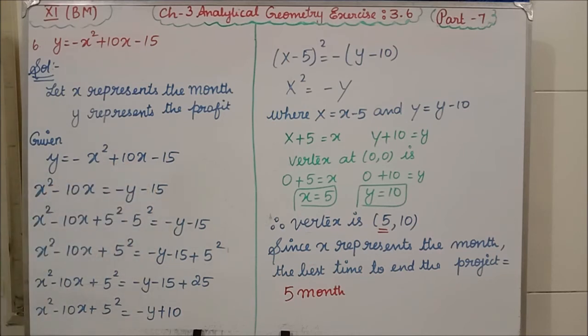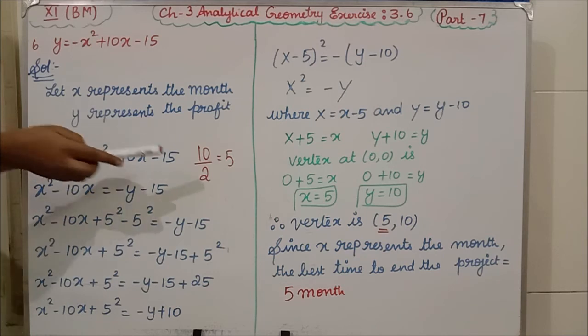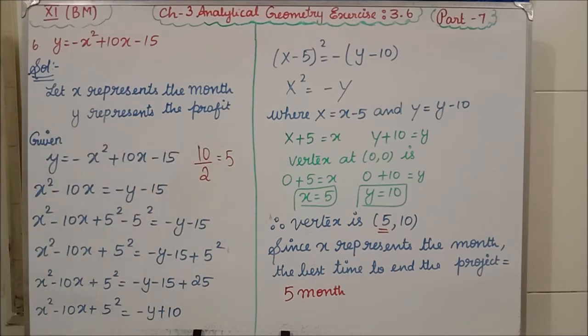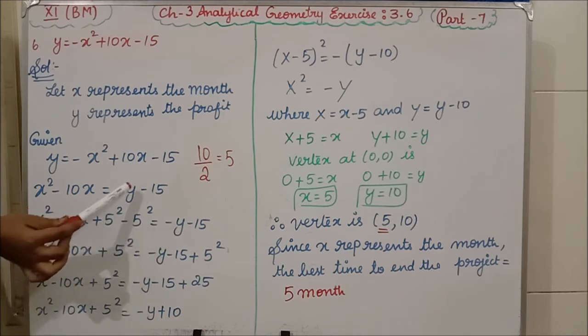15. Here now x square minus 10x plus 5 square minus 5 square I have written. Can you understand how I have written? What is the coefficient of x? With that term you have to divide by 2. That is the procedure. So when I divide 10 by 2 I get 5. That number you have to square and add, as well as square and subtract. Here 5 square minus 5 square equal to minus 5 minus 15.